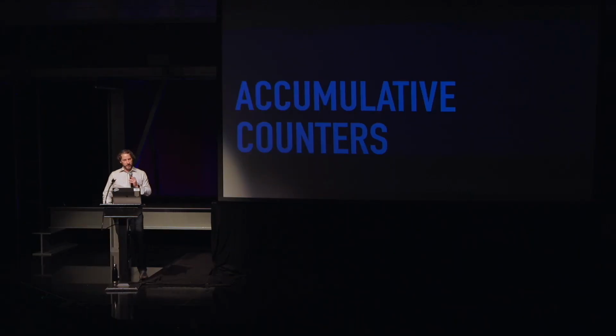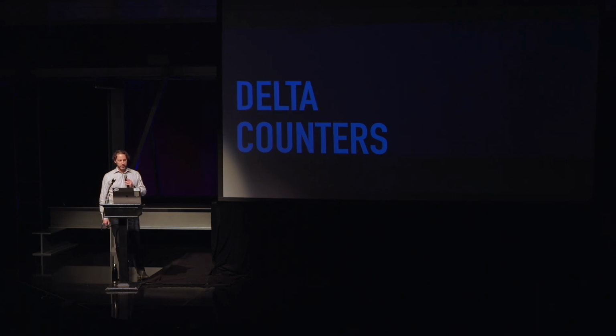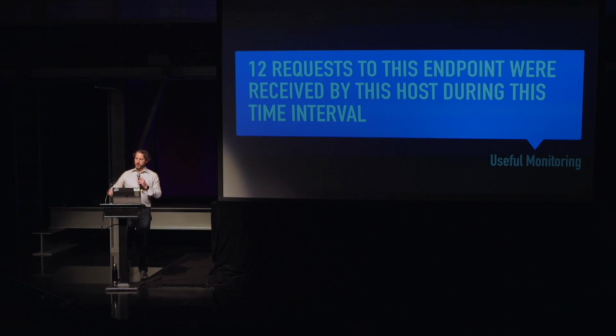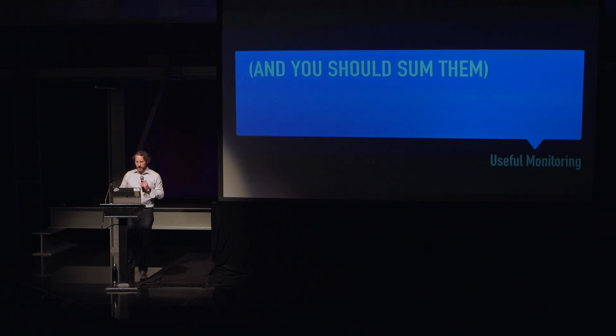That's too much detail. So, in practice, what does making a shift over to using monoidal structures for this sort of data look like? The first thing is that we have to get away from accumulative counters, and we need to replace them with delta counters. Of course, at a low level, those CPU stats or network stats, we're going to get accumulators, but as quickly as possible after we gather that, we need to convert them into more useful measurements, things that say something like this: the 12 requests to this endpoint were received by this host during this time interval. And what we also need to be told is that summing them up is the right thing to do.